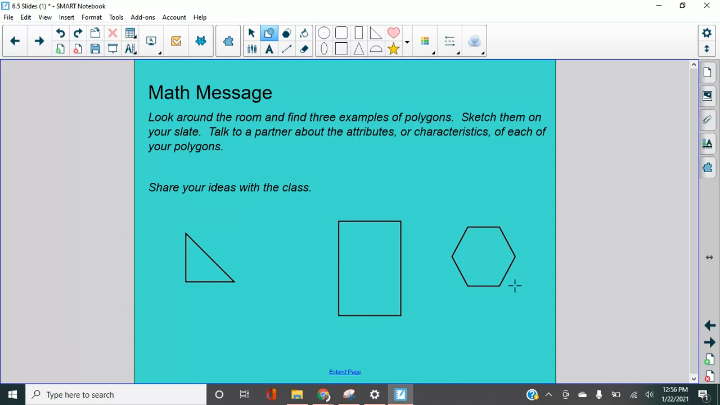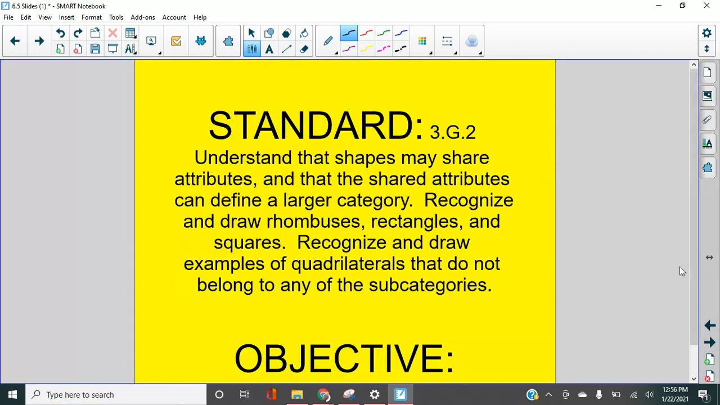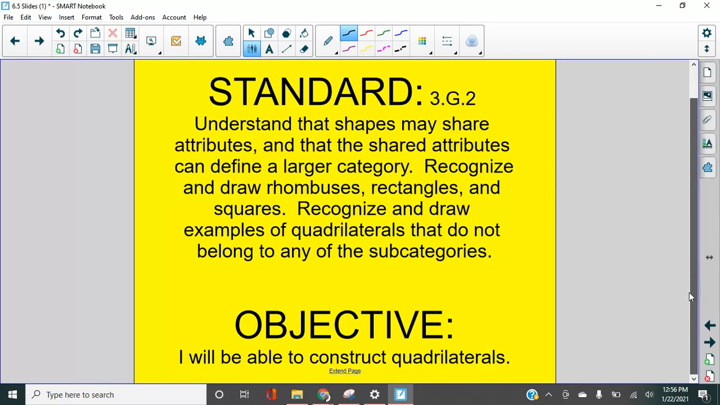When we talk about the attributes, you see that word right here. Attributes are things that are true about polygons. So an attribute of this hexagon is that it has 6 sides. An attribute of this rectangle is that it has 2 pairs of parallel sides. So that's, remember, just a little bit of a reminder of some of the words that we have talked about here. Our goal here, our objective, will be to construct some quadrilaterals.